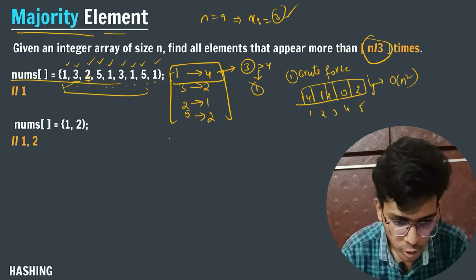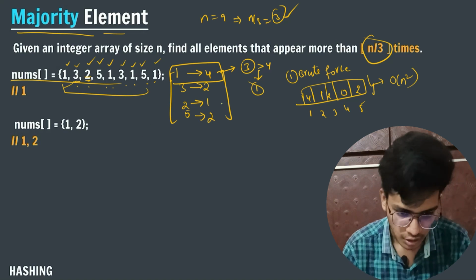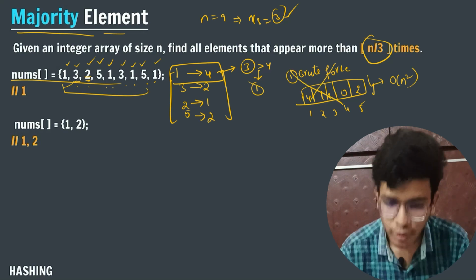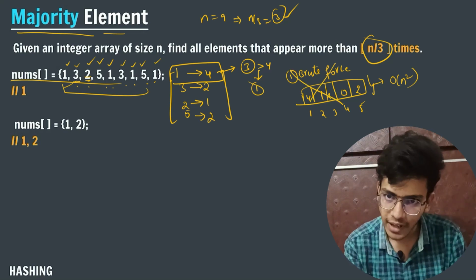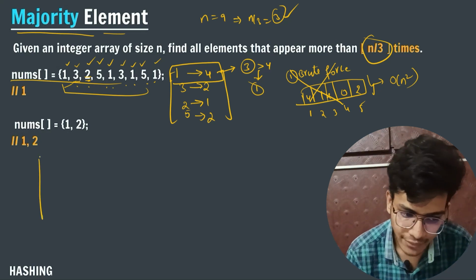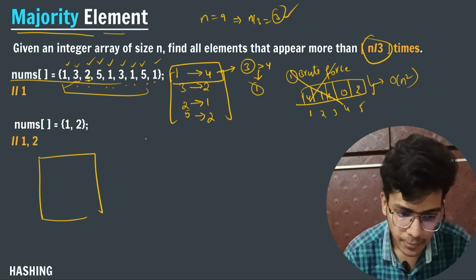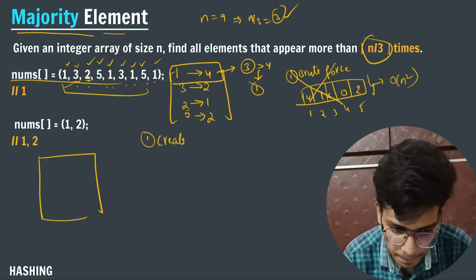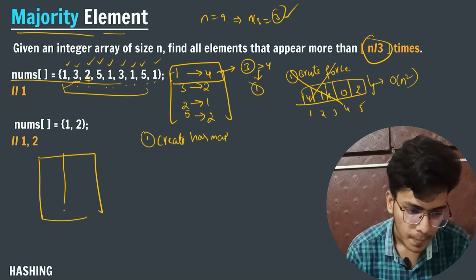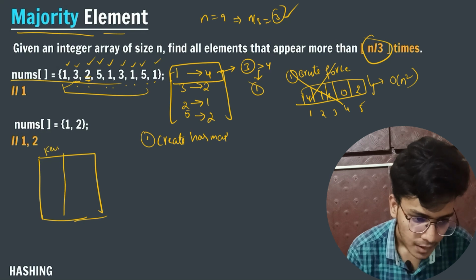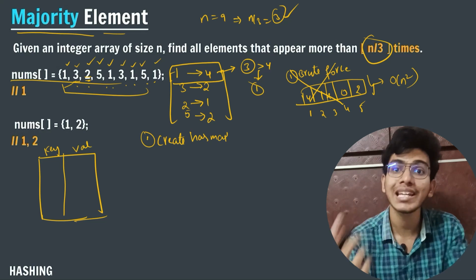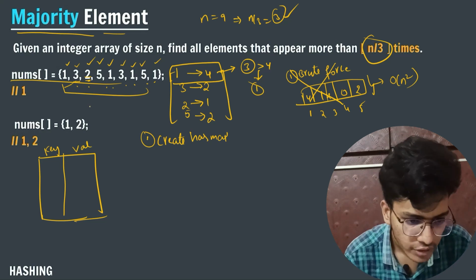Now I know hash map, so I will use the concept of hash map and not brute force here, and I will make my code efficient. The first step will be to create a hash map. In the key side I will store the elements and on the value side I will store the frequency of that element.